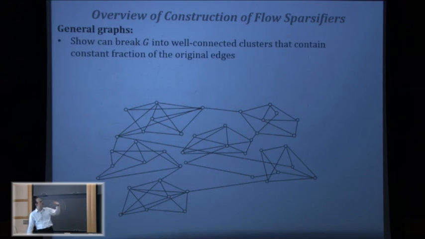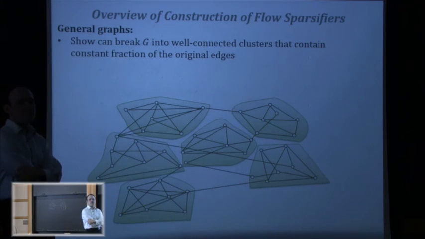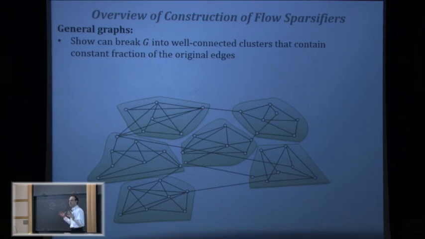So for general graphs, the idea is you'll show you can break your graph into a bunch of, I'm not going to say expanders, I'm saying well-connected because it's not quite expanders, but morally expanders. A bunch of well-connected clusters that contain a constant fraction of the original edges. So you show that you can cluster any graph into a bunch of well-connected components connected by fewer than a constant fraction of the remaining edges.